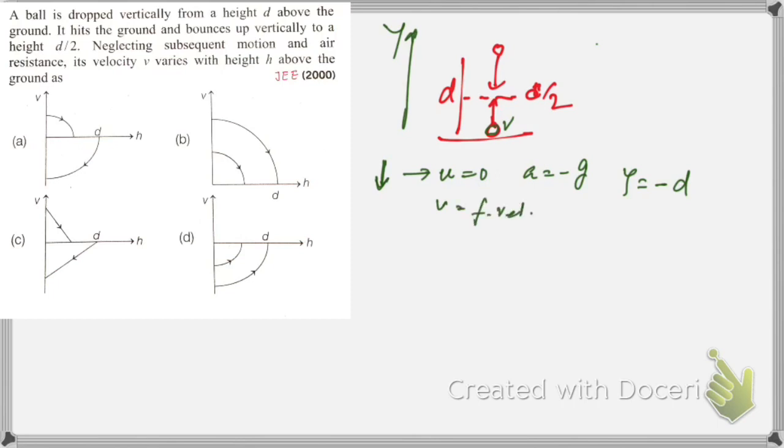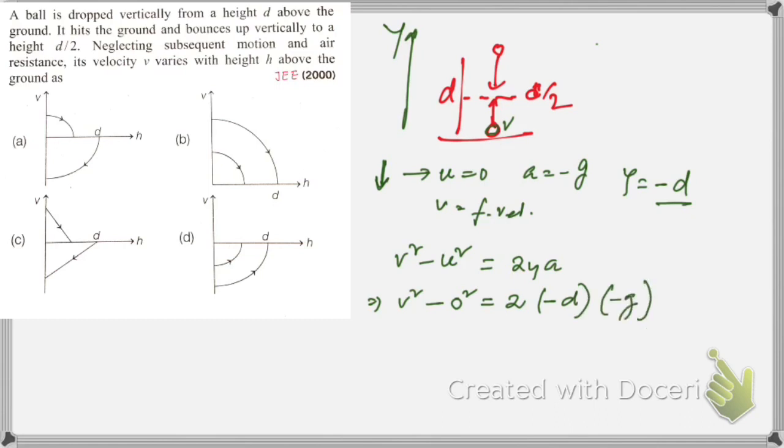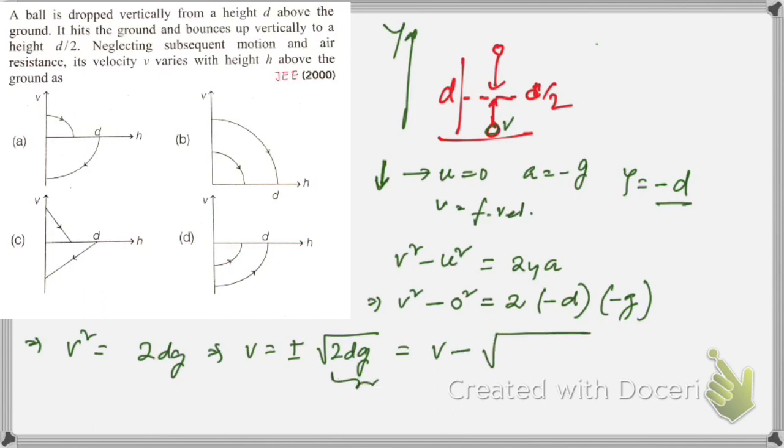So then we're going to use this equation, v square minus u square is equal to 2ya. So here v square is v square, u is 0, y is minus d, and a is minus z. So what we're going to get, v square is equal to 2dz. So v will be equal to plus minus root over 2dz, and as it is coming downward, v will be taken as negative.